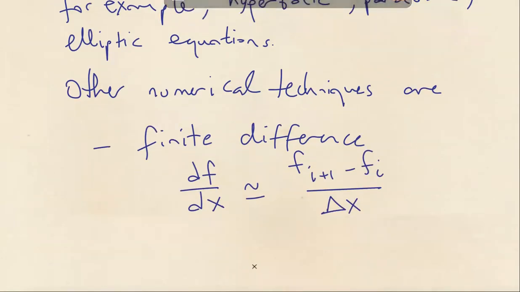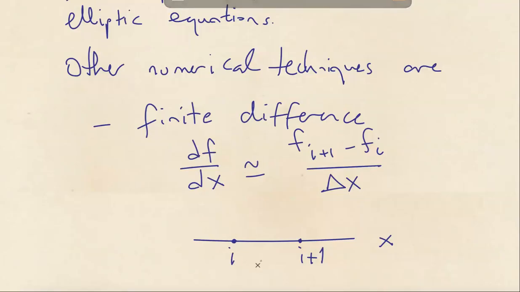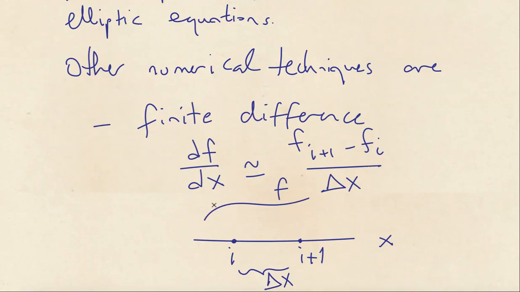What is this? Suppose this is the solution domain x. We evaluate f at i and at i plus 1, and then we have the distance between the two finite difference nodes, delta x. Maybe this is the function f. At any point, the derivative of f may be approximated by a quotient rule. This is the first order Euler equation.